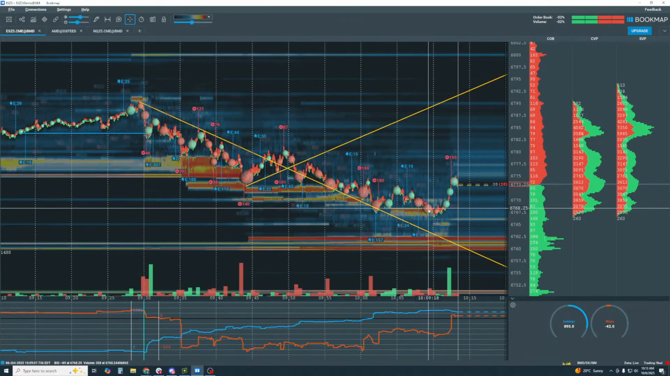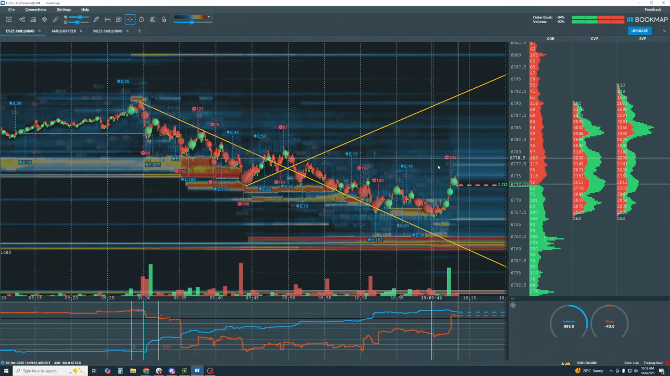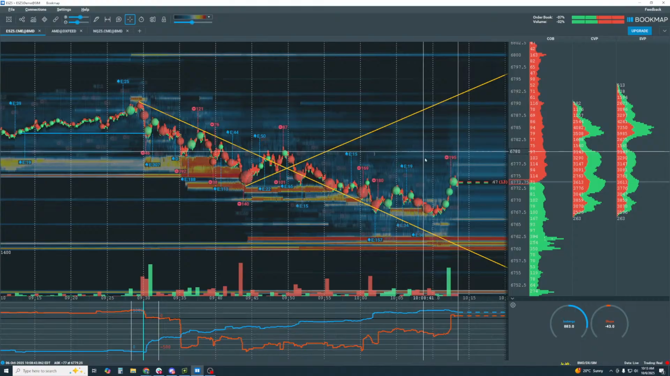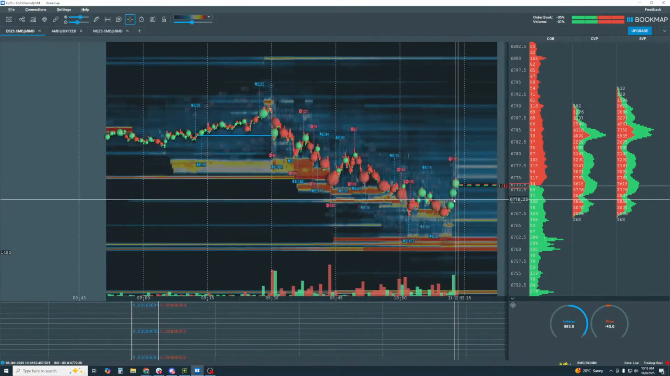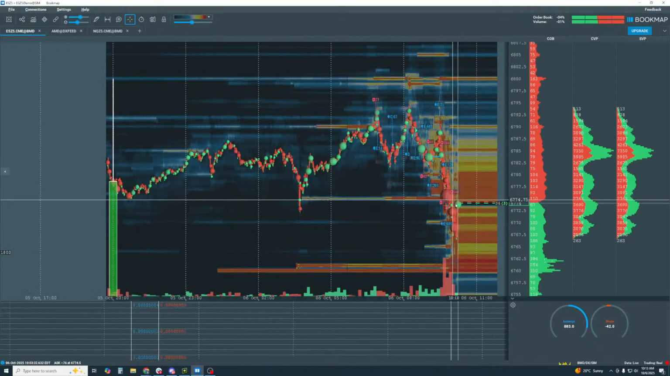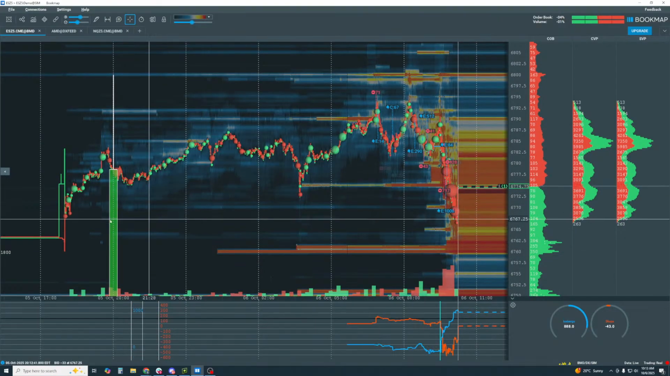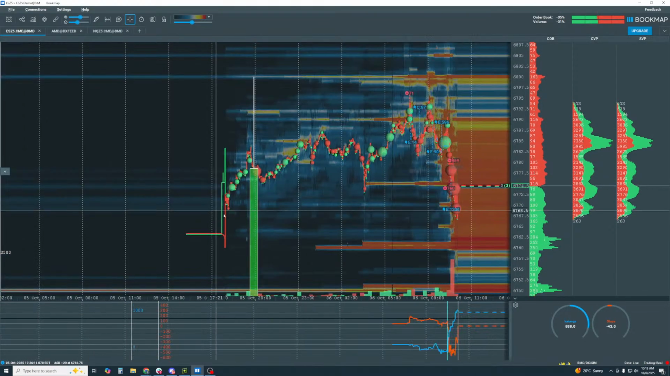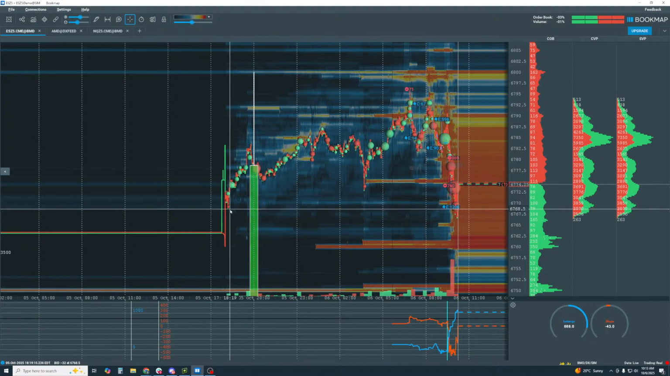And we need to go back and take a look at our whole system here. Let me cancel all the drawings, and then let's zoom out. Okay, so number one, do I have a key level? Yep, right here.